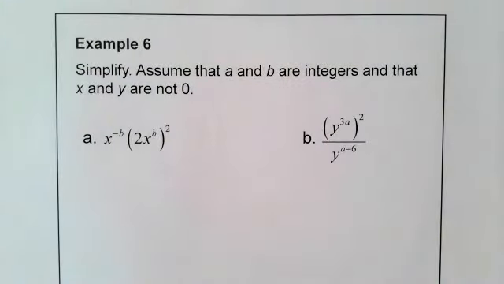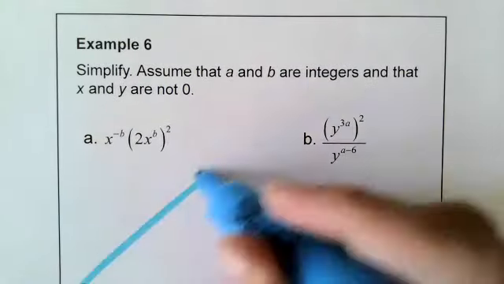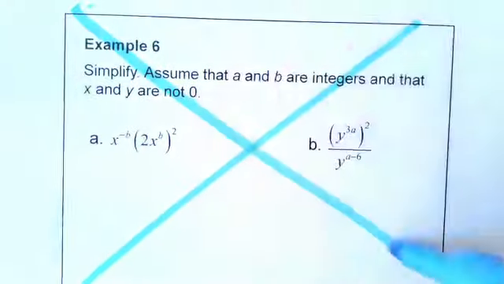All right, example 6. Simplify, assume that a and b are integers and that x and y are not 0. This is not going to be in your homework or on any exams. This is not exactly necessary for this class, so I'm not going to do it. So don't worry about example 6. Okay, just remember and put on your note card the 5 exponent rules.